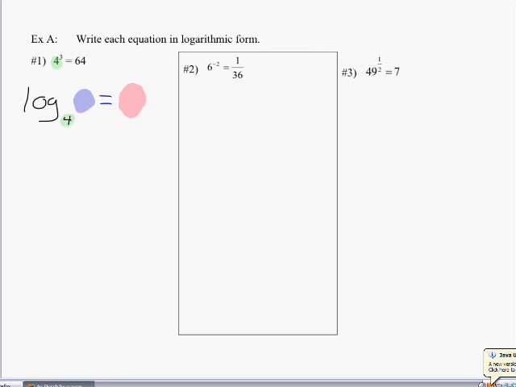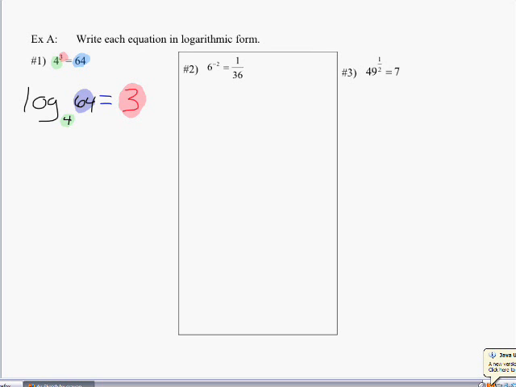The exponent, which was a 3, ends up going by itself in the equation for logarithm. So the exponent comes over here, 3. What was by itself, the 64, becomes the argument. So to change 4 to the third equals 64 to logarithmic form, it's log base 4 of 64 equals 3.